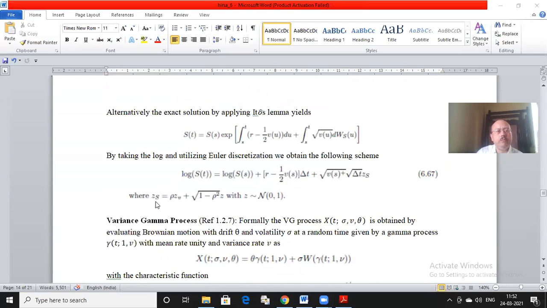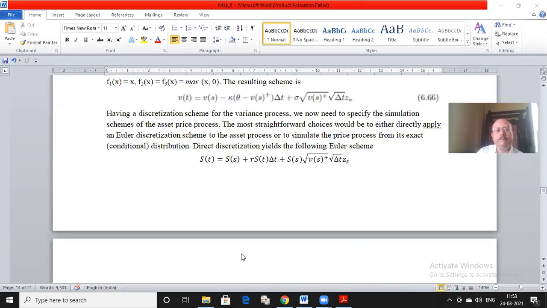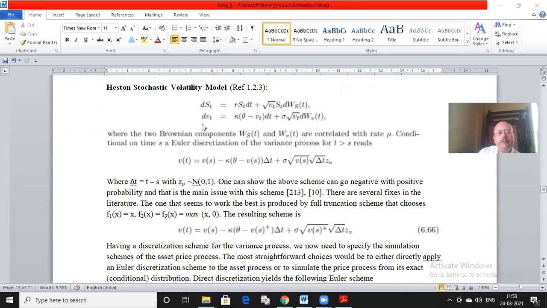So you create a correlated Zs. You generate a new standard normal random variable Z and combine these two in this particular way. So Zs and Zv are correlated with rate rho. Okay, is this scheme clear for the Heston model? Yes, sir.